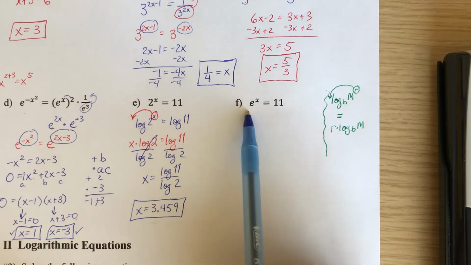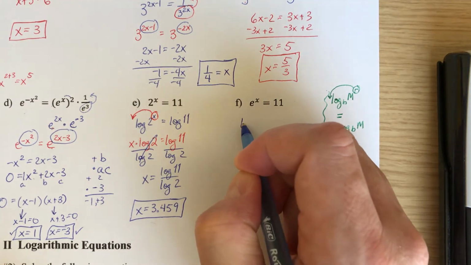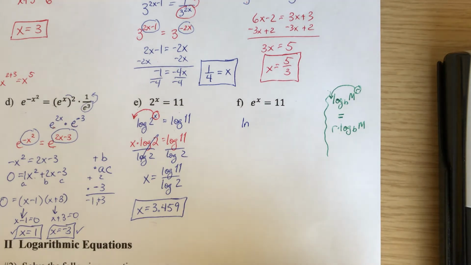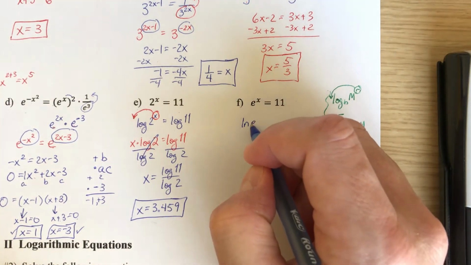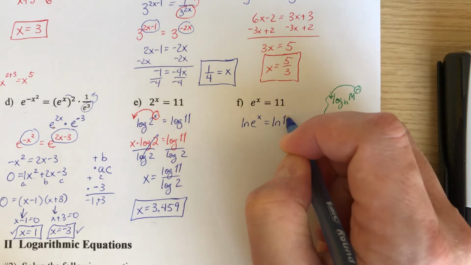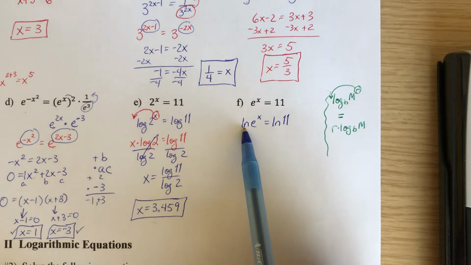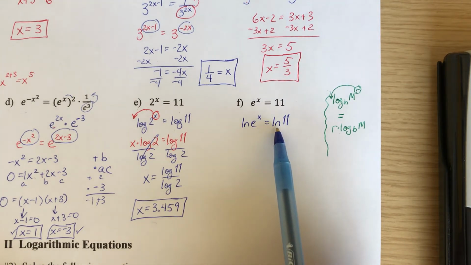What goes with e? When the base is e, that is where we use the natural log, ln. If we take the natural log of e to the x on both sides, we can also do that as long as it's the same base. And remember that ln is the same as log base e. Log base e. It's a short way to write it.